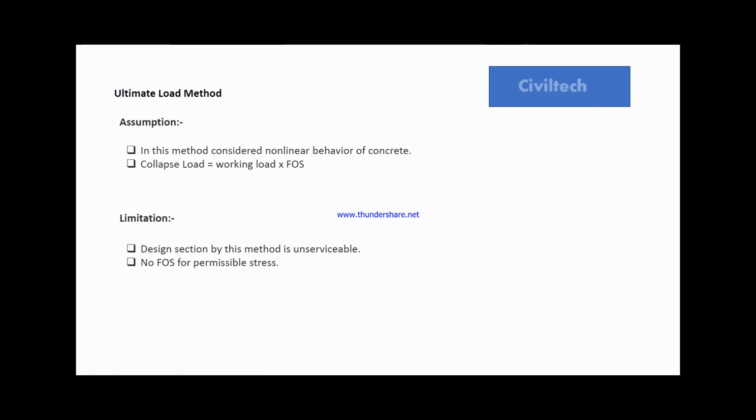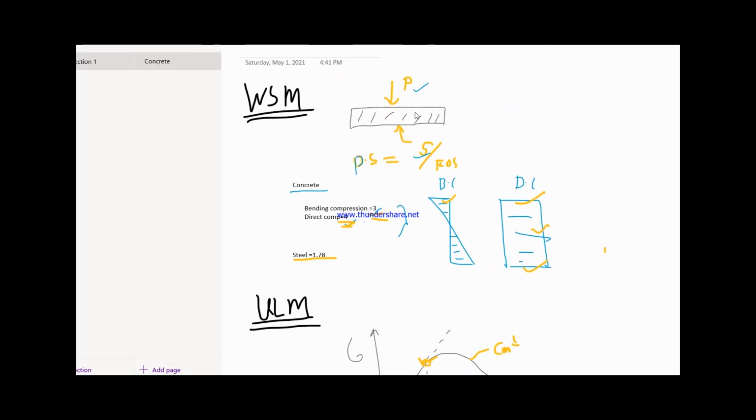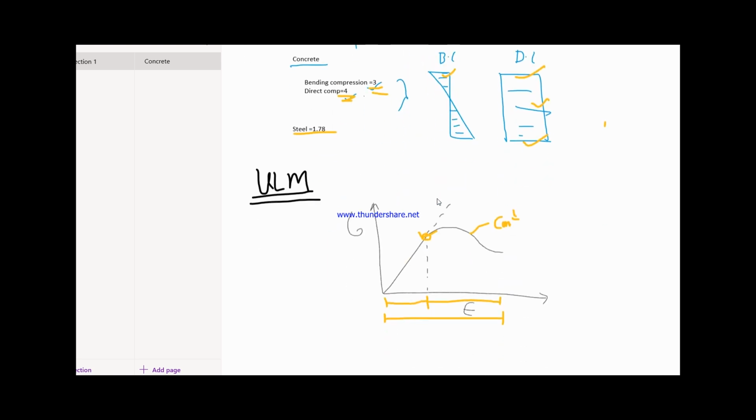Second assumption, to calculate the collapse load, we are multiplying the factor of safety with the working load. That means in WSM we are directly using the working load, but in case of the ultimate load method we are not using the working load directly. Here, to calculate the collapse load or design load, we are using working load into factor of safety.